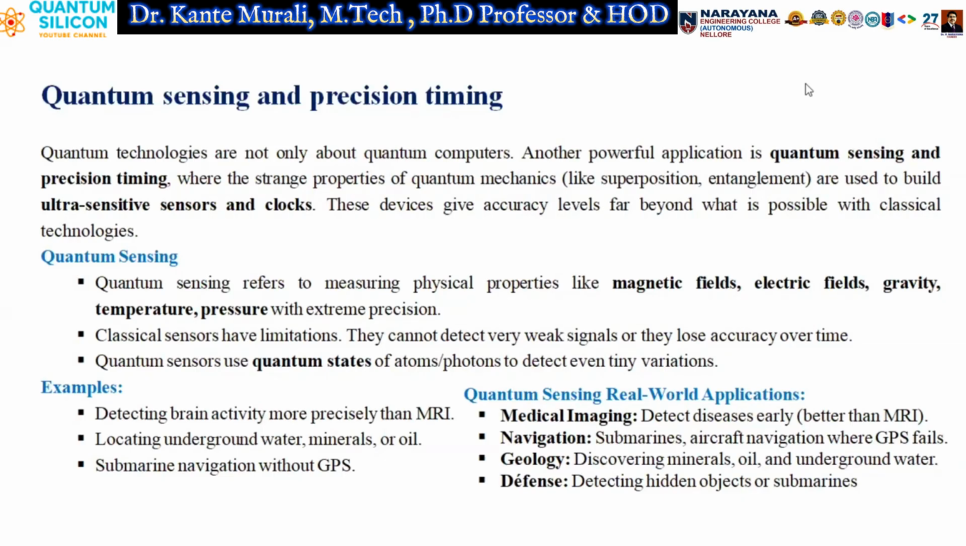Early detection of diabetes is also one of the important areas where you can focus. As far as navigation is concerned, submarines and aircraft navigation, where GPS fails, you can make use of this. Geology: discovering minerals, oil, and underground water. There is a specific limitation that we can search only up to a certain distance. In the case of defense, we are able to detect hidden objects or submarines with great accuracy. That is very important in defense.